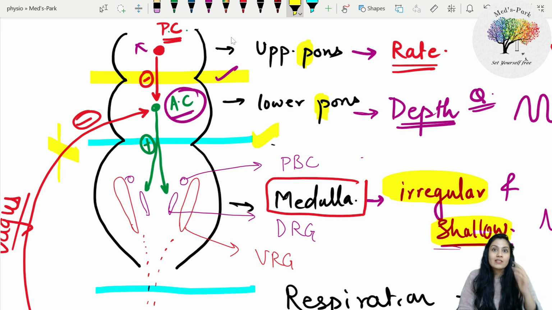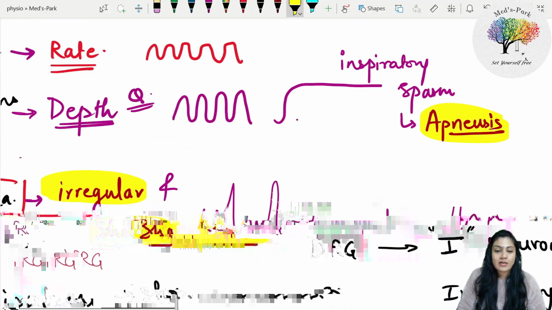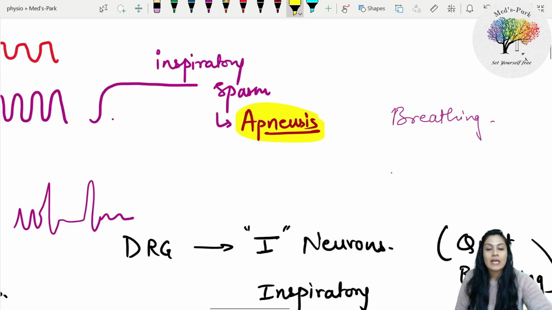What if the vagus is also gone? The pneumotaxic center is not able to inhibit the apneustic center, and we cut the bilateral vagus also. Now the vagus is also not able to inhibit the apneustic center. Definitely there is no inhibitory control whatsoever on the apneustic center. The apneustic center will work all throughout, and if there is no inhibition on the apneustic center, it will cause something known as apneusis that we discussed. That is nothing but the inspiratory spasm.